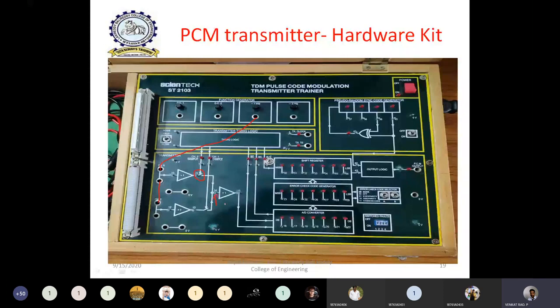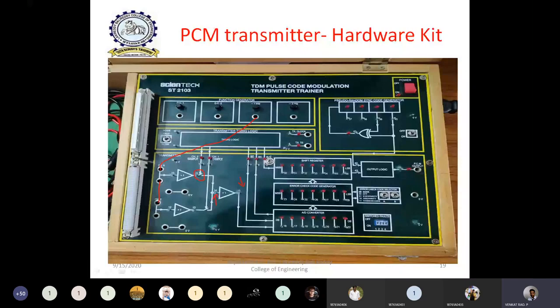Similarly, this block represents the quantization process. Inside it there is an IC diagram for quantization, but that is not shown. After this particular pin, if you connect the CRO probe, you can observe the quantized signal. Then this particular block represents the encoder block. If you apply this quantizer output to the encoder, the encoder will assign each quantized amplitude value some group of bits. Here, how many bits are used for each sample value?